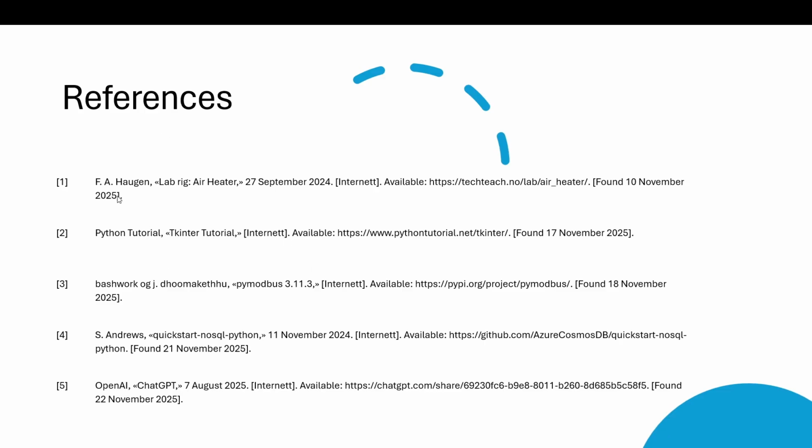Okay, here are the references for the lab, for the heater. I've used Haugen's webpage for the model. Then I've used the teacher's tutorial to develop the Python GUI for the controller. For Modbus, I've used the pymodbus page on PyPI for documentation. Then a quick start on SQL stuff for Python to connect to the Cosmos DB, and then an OpenAI chat for developing the web application.